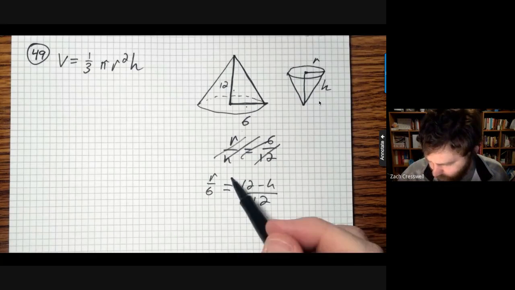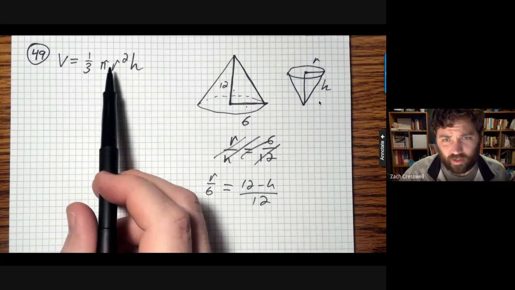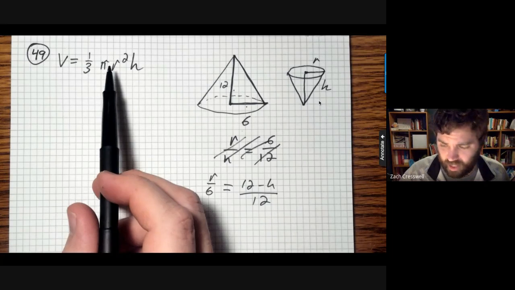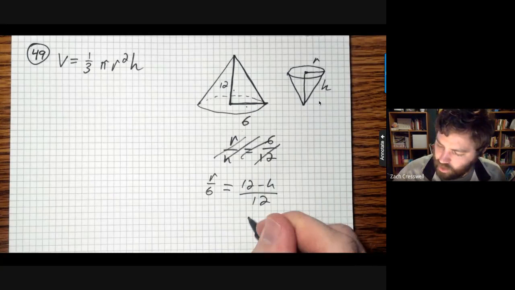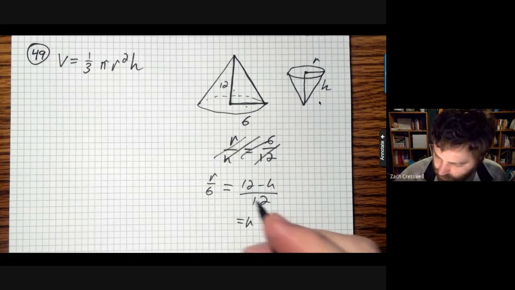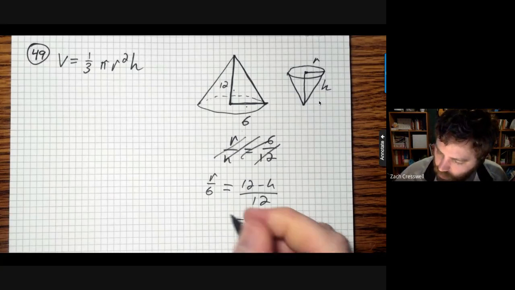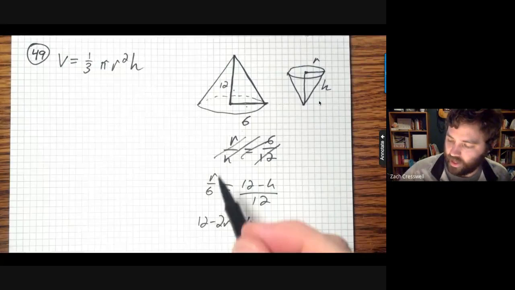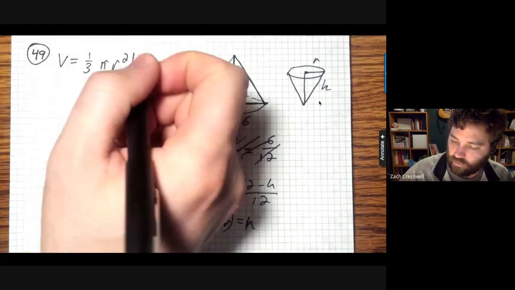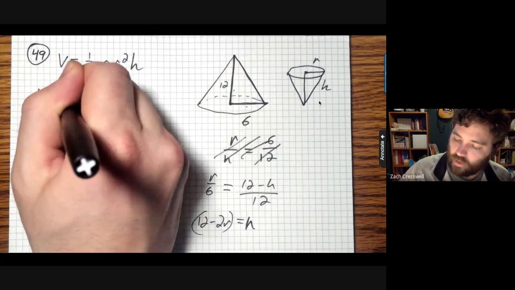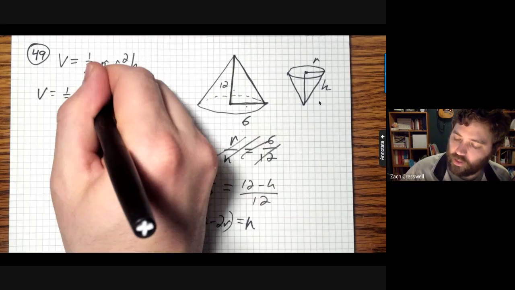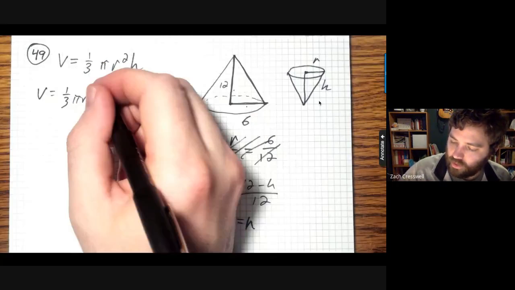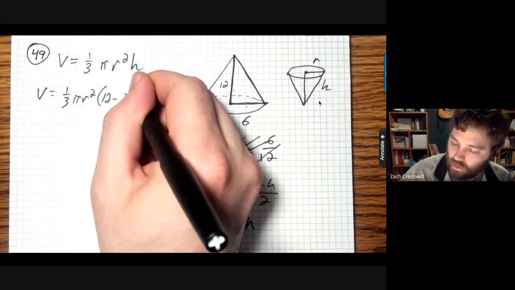If we go for r, though, we're going to have to end up squaring an ugly fraction. If we go for h, we won't. If you solve this for h, you get down to 12 minus 2r. All right, and so then we can drop that into the volume formula here. So V equals 1/3 pi r squared times (12 minus 2r).